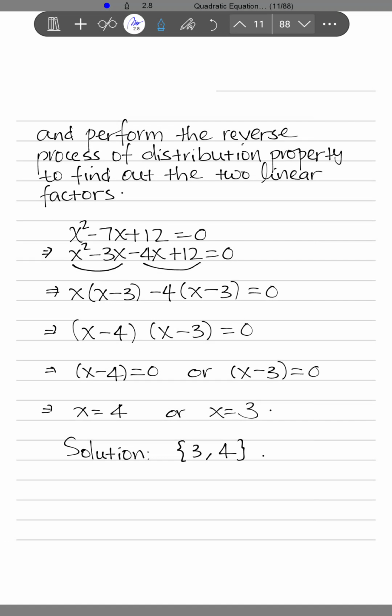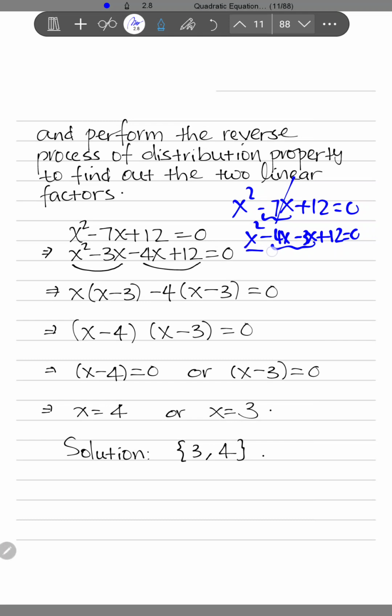And perform the reverse process of the distribution property. Anyway, we have this distribution property and other properties there. That's important. We are doing it here in the reverse order, so it's easy to understand. What is the equation? The equation was x squared minus 7x plus 12 is equal to 0. Now we split this into two. X squared minus 4x minus 3x plus 12 is equal to 0. That's fine. We split minus 7x into two places, minus 4x and minus 3x. This won't change the value.